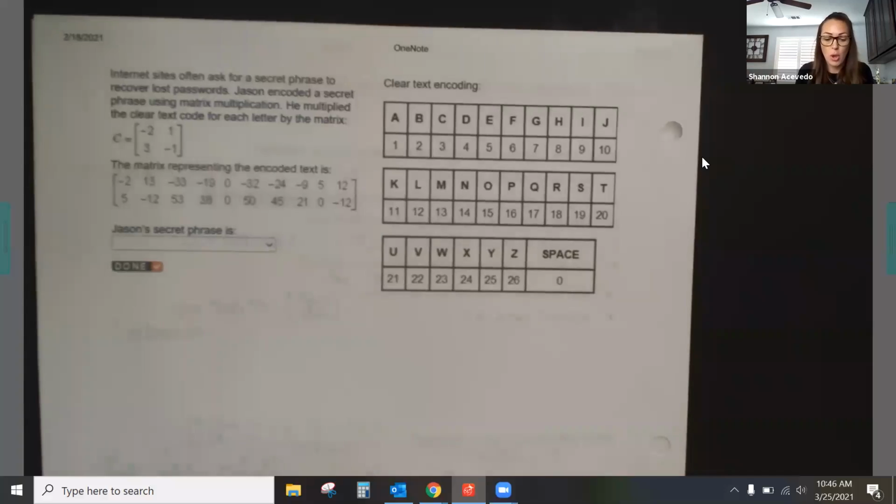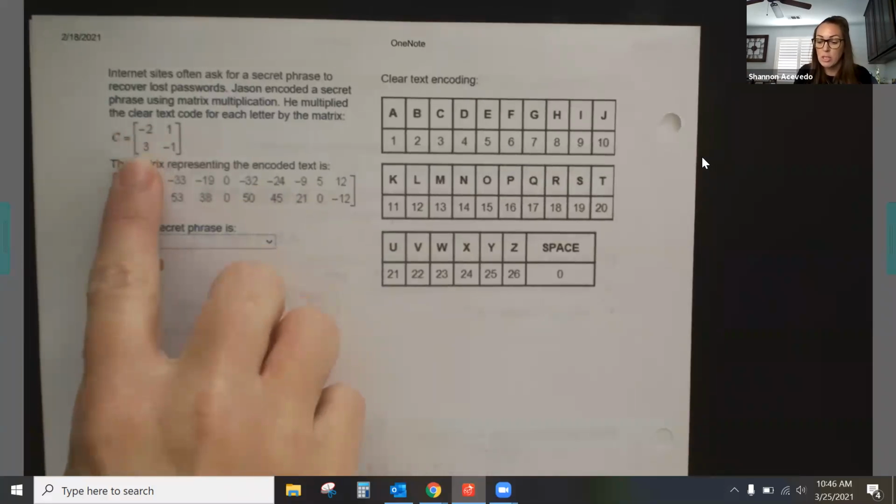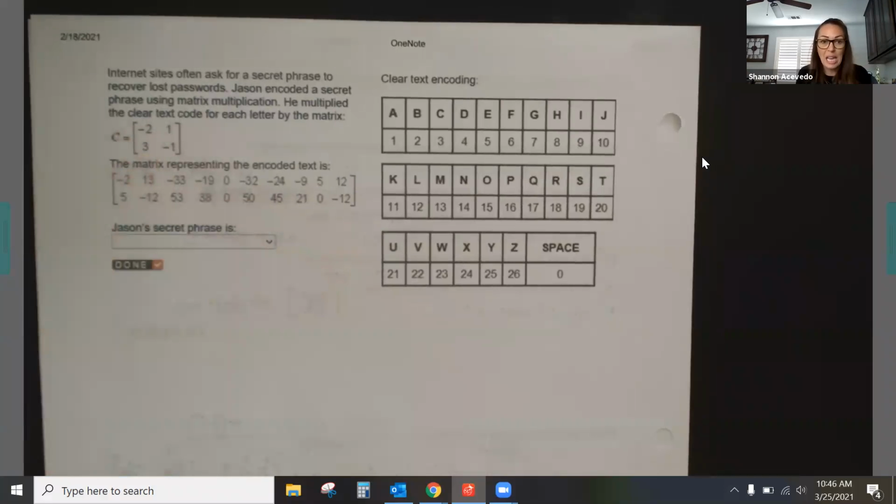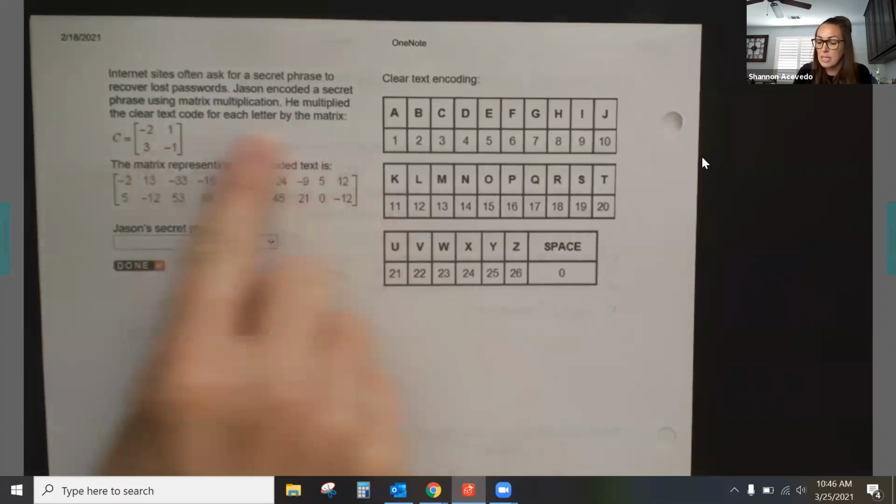Okay, so coding, what does this mean? Okay, so here's their example. Internet sites often ask for a secret phrase to recover lost passwords. Jason encoded a secret phrase using matrix multiplication. He multiplied the clear text code for each letter by this matrix. And when he did that, the matrix he got representing the encoded text is this.